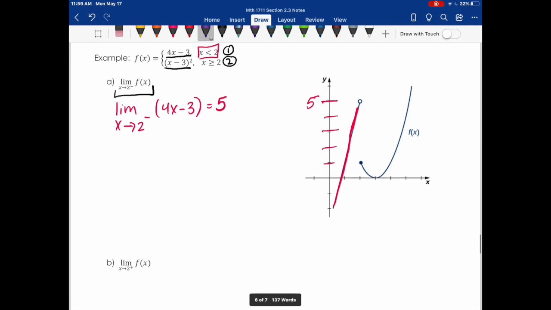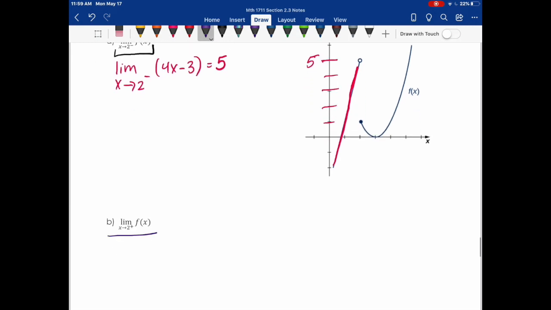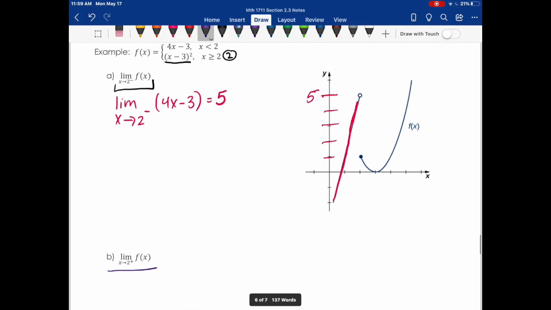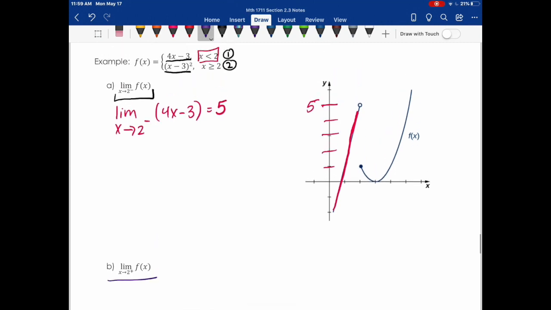Now, for this one here, I want to find the limit coming from the right. So coming from the right, my values of x are going to be bigger than 2. They're going to be close to 2, but greater than 2. So we're looking at values like 2.1, 2.01, 2.001.